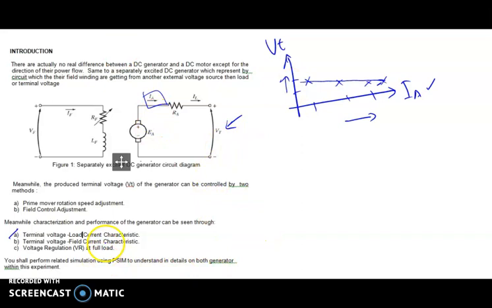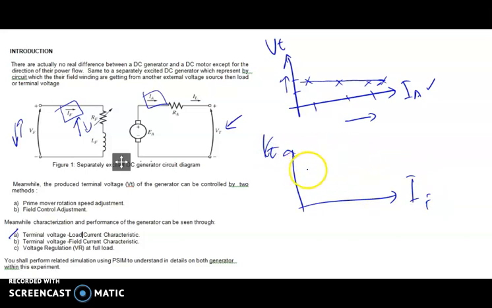Then the terminal voltage versus field current characteristic. So your field current here, when we adjust your voltage up or down, for sure the field current will rise or drop. So the terminal voltage versus field current, your VT versus IF. How is it going to be? Is it going to increase? When you plot with several points, at least 5 or 6 points, or is it going to decrease? So you shall produce this kind of graph to see the response.